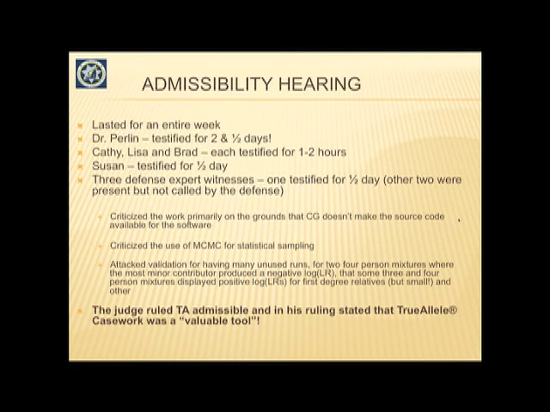They attacked the validation data for having many unused runs, for the 2 4-person mixtures where the most minor contributor produced a negative log likelihood ratio. They criticized that some of the 3- and 4-person mixtures displayed positive log likelihood ratios for the first-degree relatives of the true contributors to the mixture, and there were a few other complaints. The judge ultimately ruled TrueAllele admissible, and in his ruling he stated that TrueAllele Casework was a valuable tool.